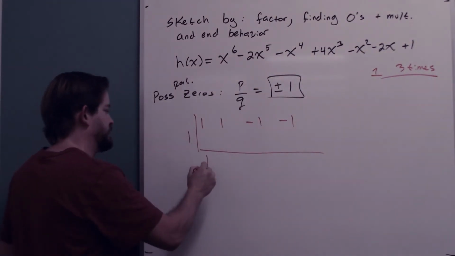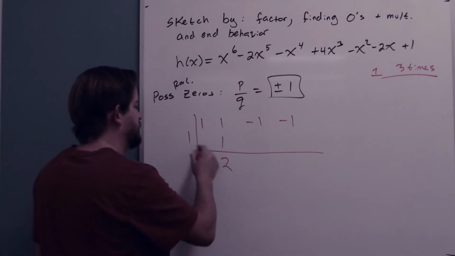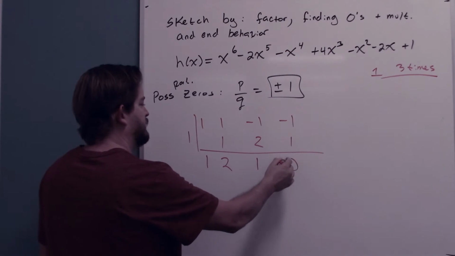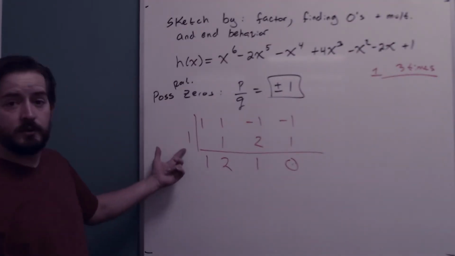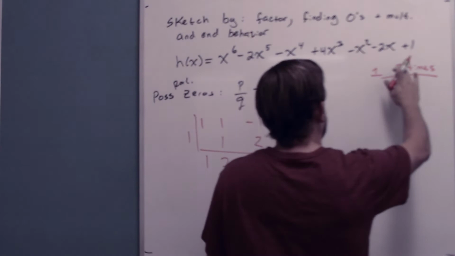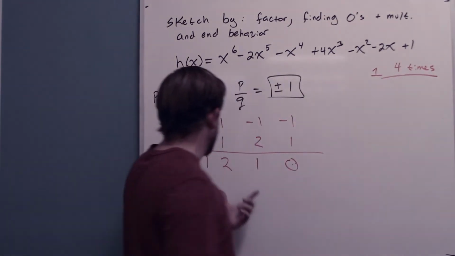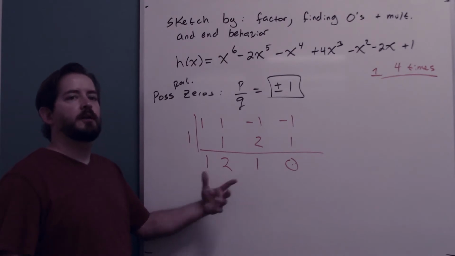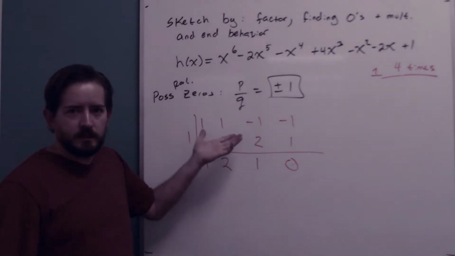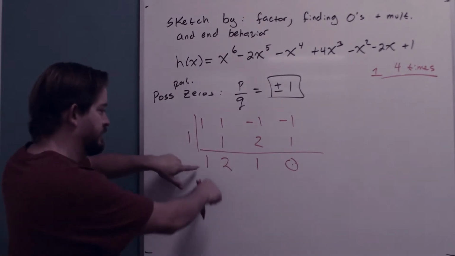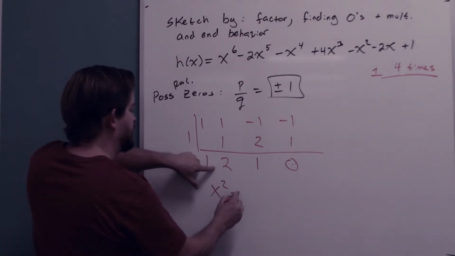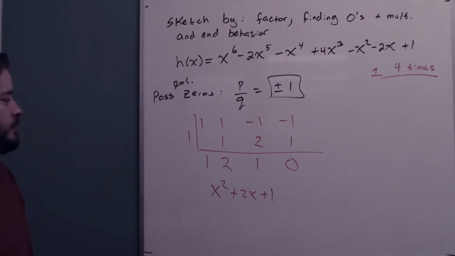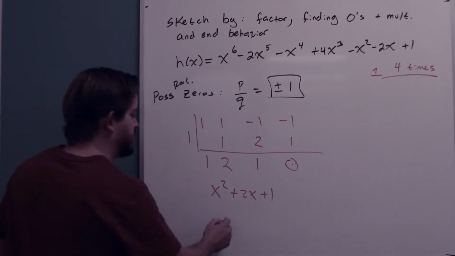1 again, the 1 drops down, 1 times 1 is 1, that gives me a 2, that gives me a 2, that is a 1. Good lord, this is a whole bunch of 1s. So now there's 4 of them, right? And this is a 2nd degree polynomial, and once I get to that point where I have a 2nd degree polynomial, I hate doing synthetic division, so screw this, I'm out. This is x squared plus 2x plus 1, right? But that's x plus 1 times x plus 1.